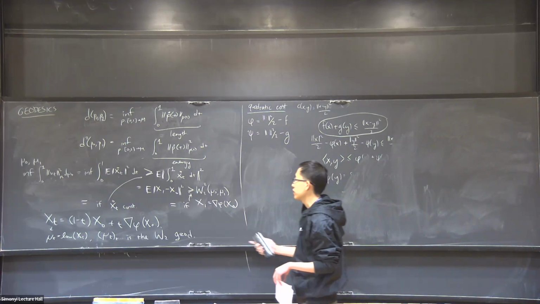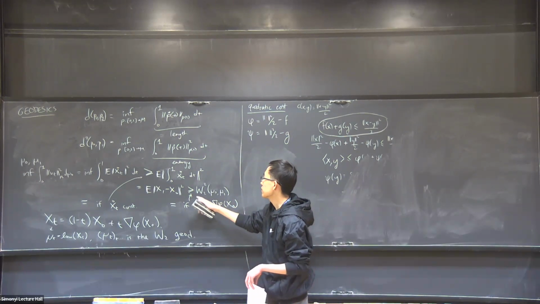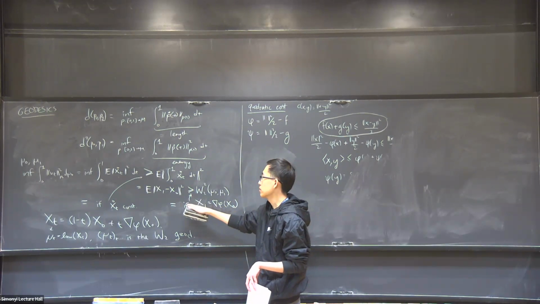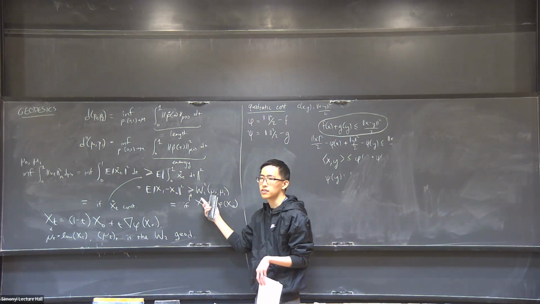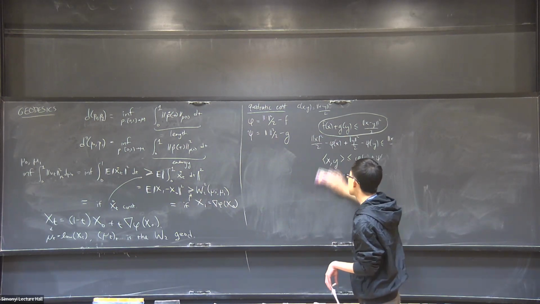Maybe I forgot to mention, because these are all equalities, this tells me the distance function induced by that Riemannian geometric structure is the squared Wasserstein distance, as I claimed.